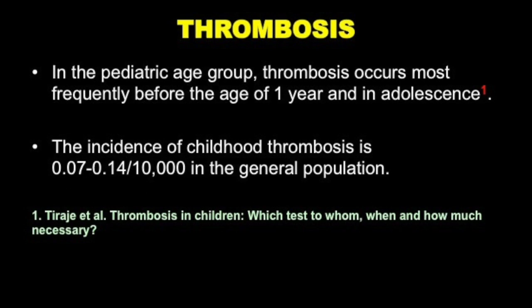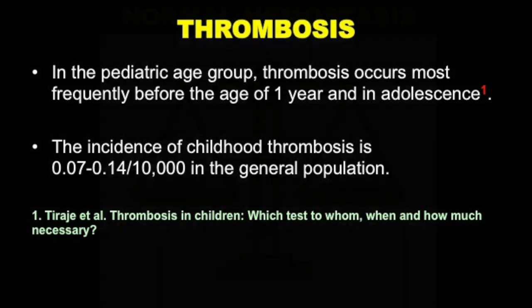In the pediatric group, thrombosis occurs mostly before the age of 1 year, mostly in the neonatal period. They say after the neonatal period, the incidence really goes down. And the incidence, as per studies done, is around 0.07 to 0.14 per 10,000 population.